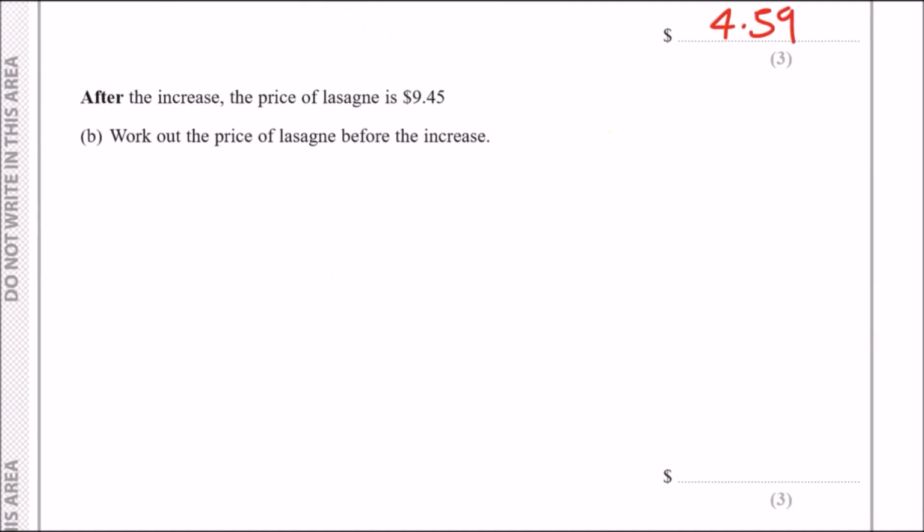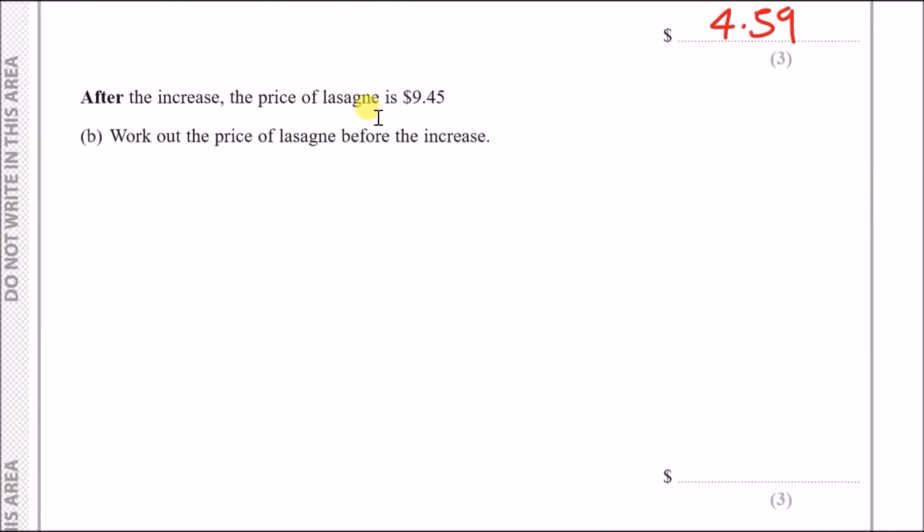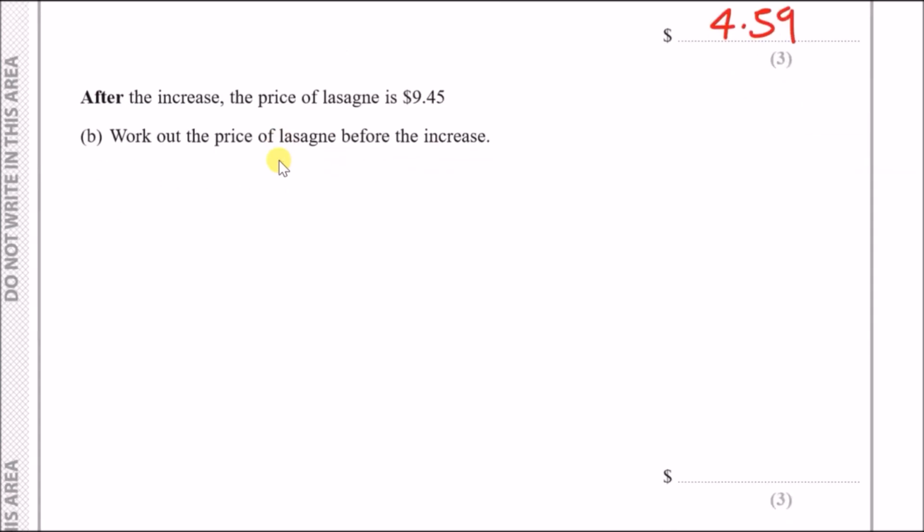Now, the next part is literally the same thing, yeah? So it says that after the increase, so after the 8% has been affected, the price of lasagna is $9.45. Work out the price of lasagna before the increase. So this time they want you to find the OV value, the original. So again, we're going to actually use the same formula here. So repeating the formula, just writing it here. We've got OV 1 plus, because we know it's an increase, some rate will give us a new value.